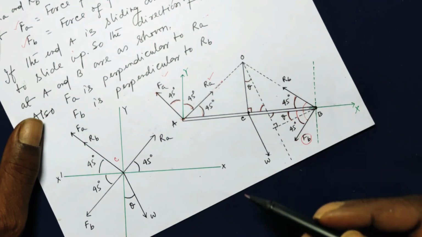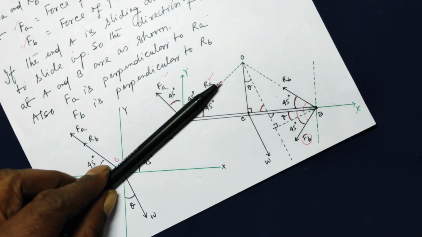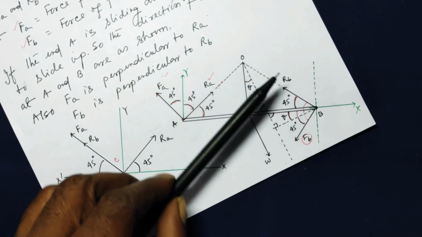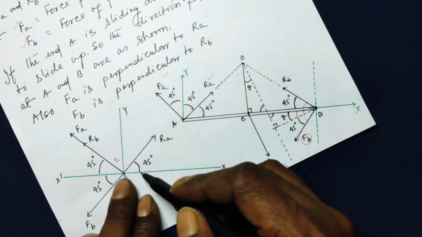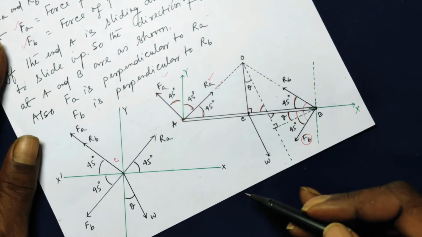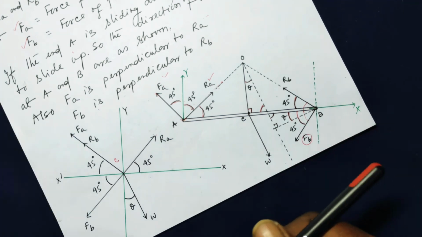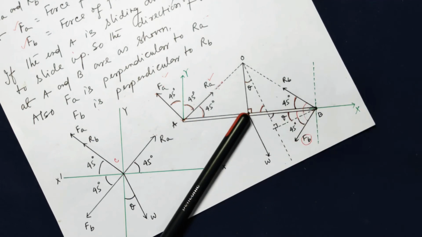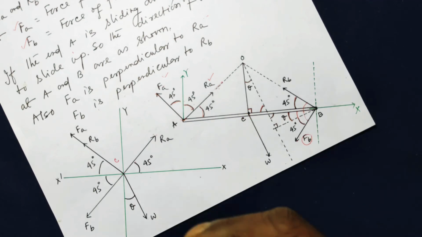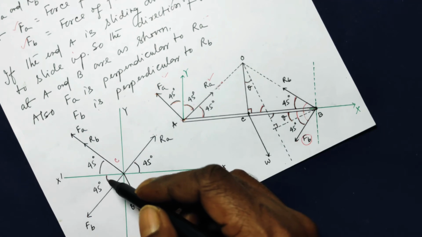If you shift RA parallel to itself and show it at C, RA will be to this side and this angle will be 45. Similarly, if you shift RB parallel to itself towards point C, then this is your RB and this will be 45.